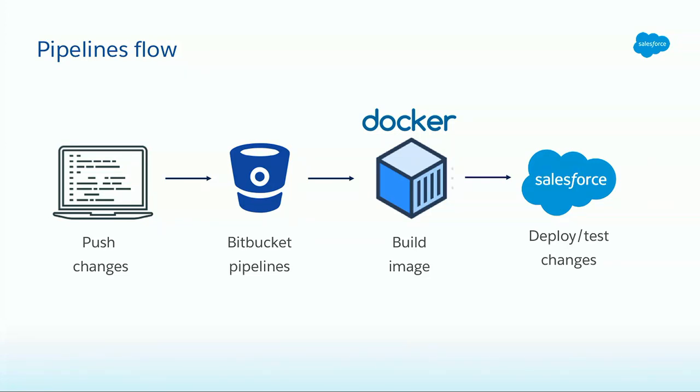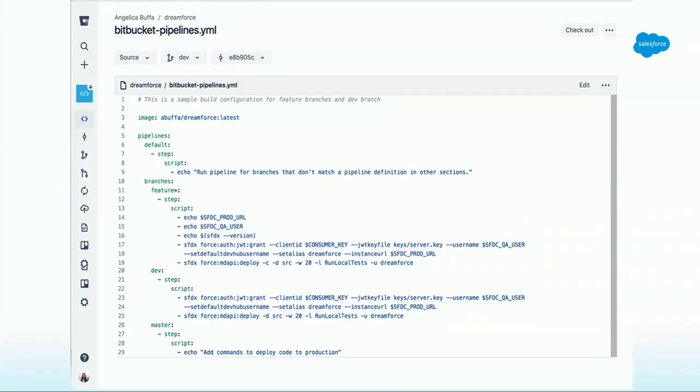And having said that, that's how pipelines work. Let's talk about the Bitbucket pipelines file. Again, this is the most important file. This is the only thing you have to configure in order to make your pipelines work. So let me walk you through each section of the file.